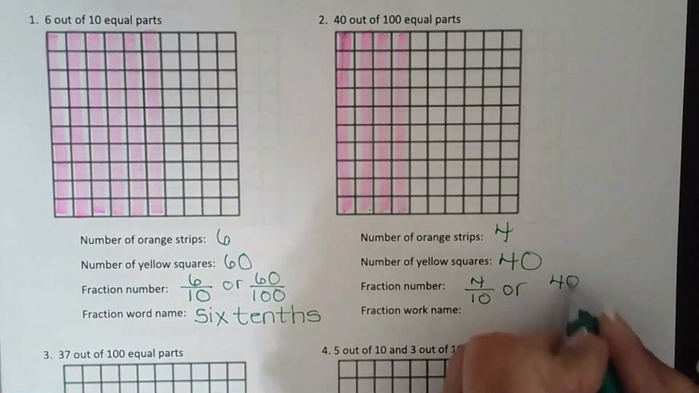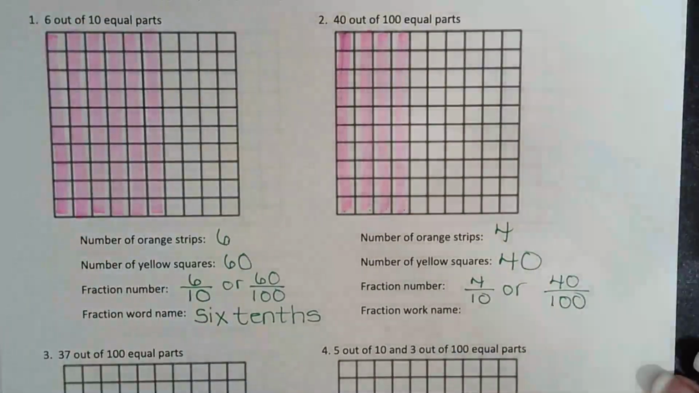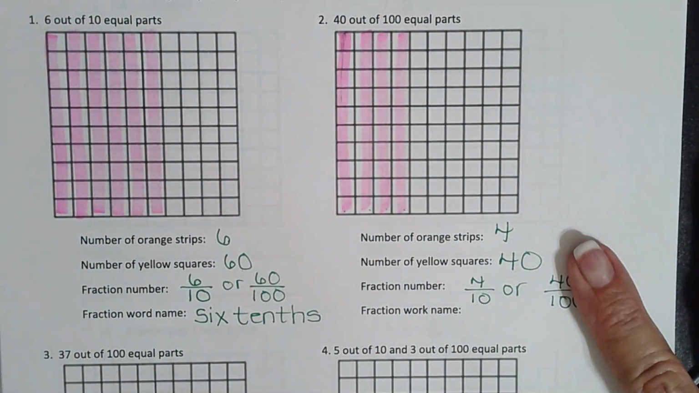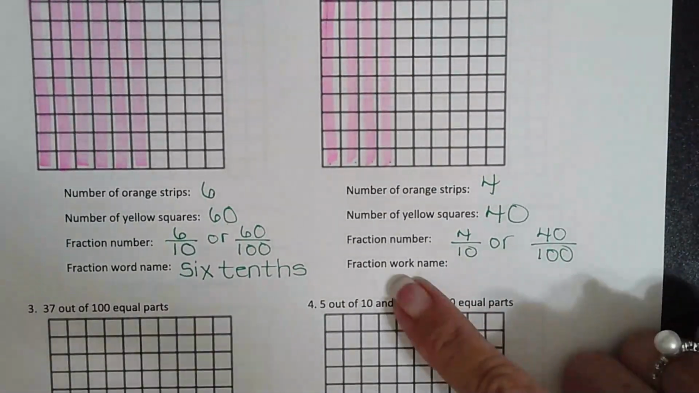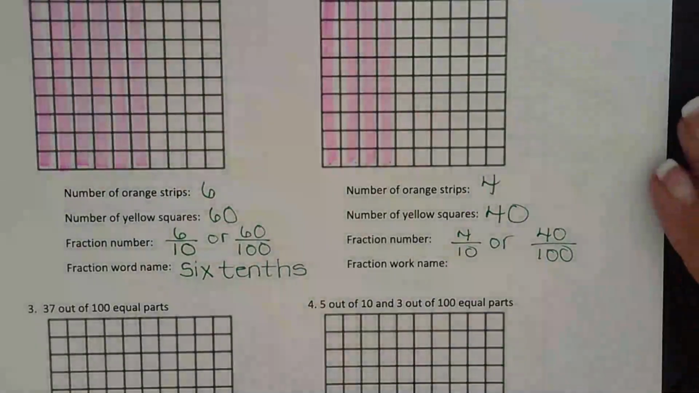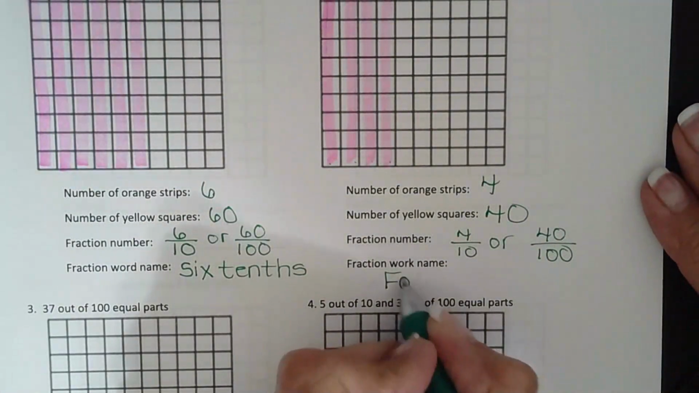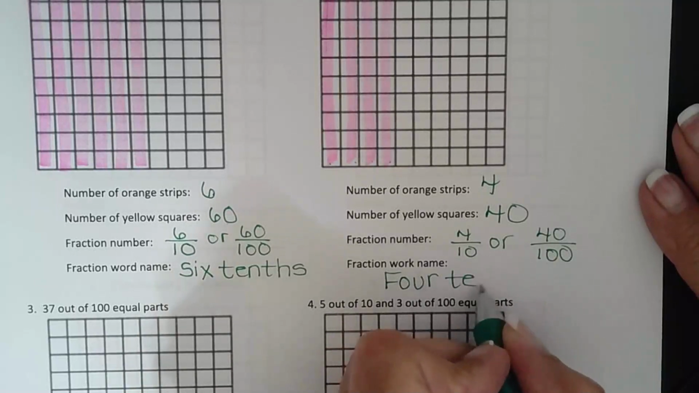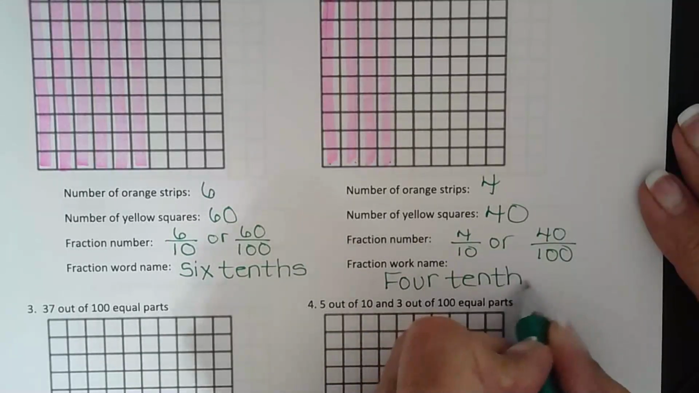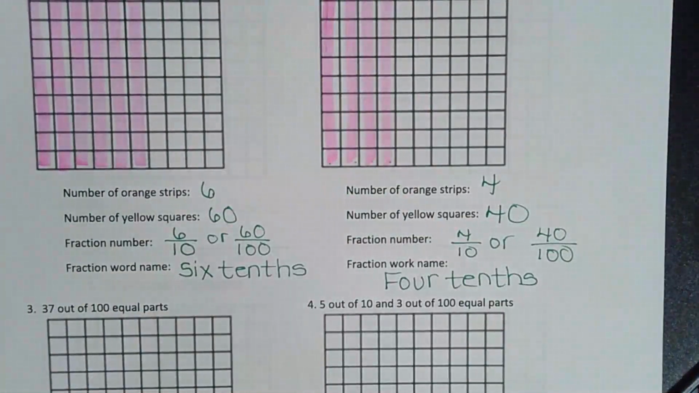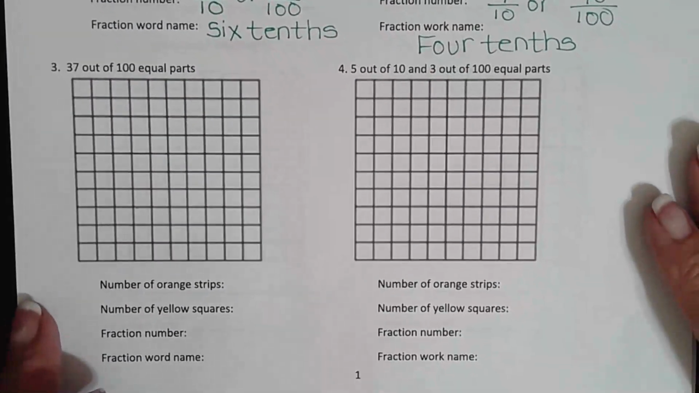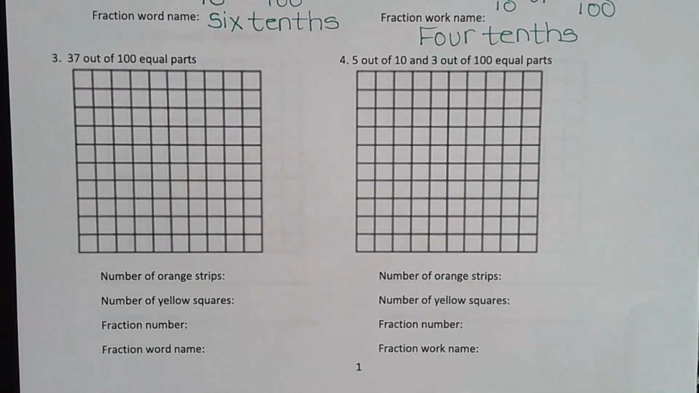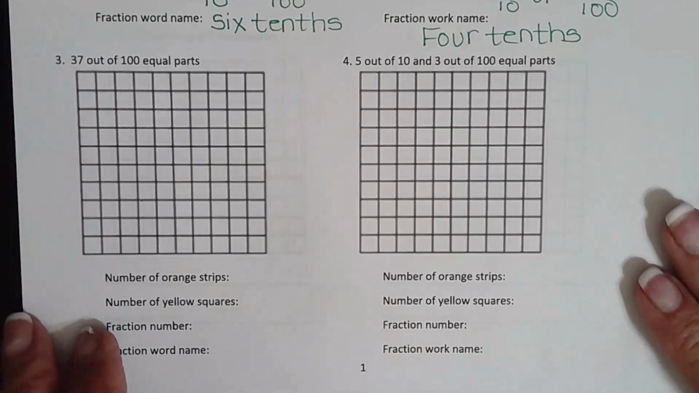And again, don't forget, they're the same thing. Take that 0 off, we get the 4 tenths. And then the fraction word name is 4 tenths. TENTHS. Okay, the next 2 are yours. So go ahead and shut off the video and work those 2 out, and then come back and join me and we'll check them together.